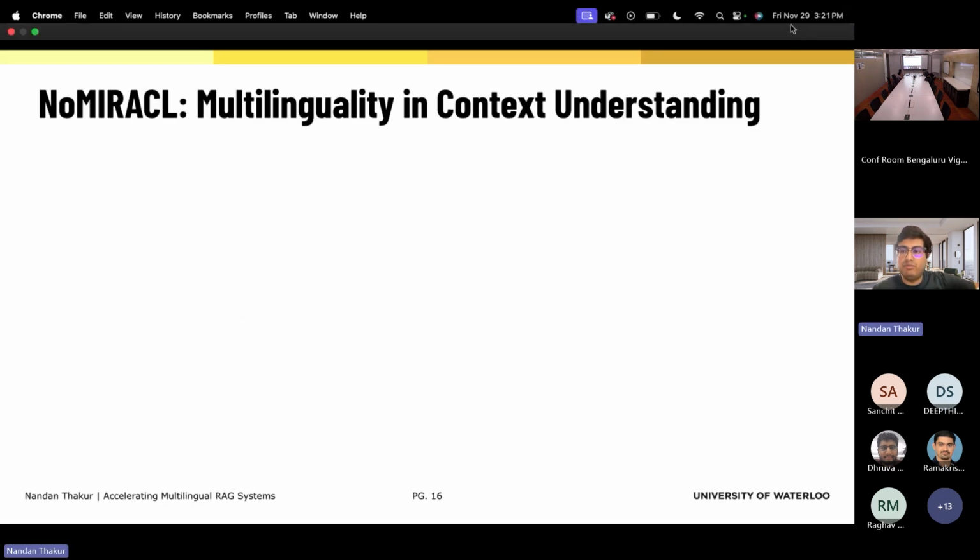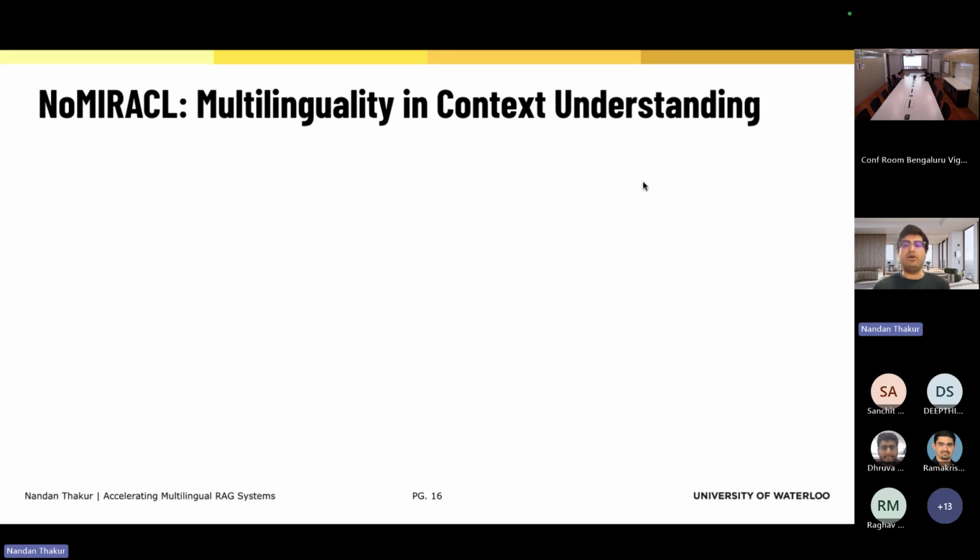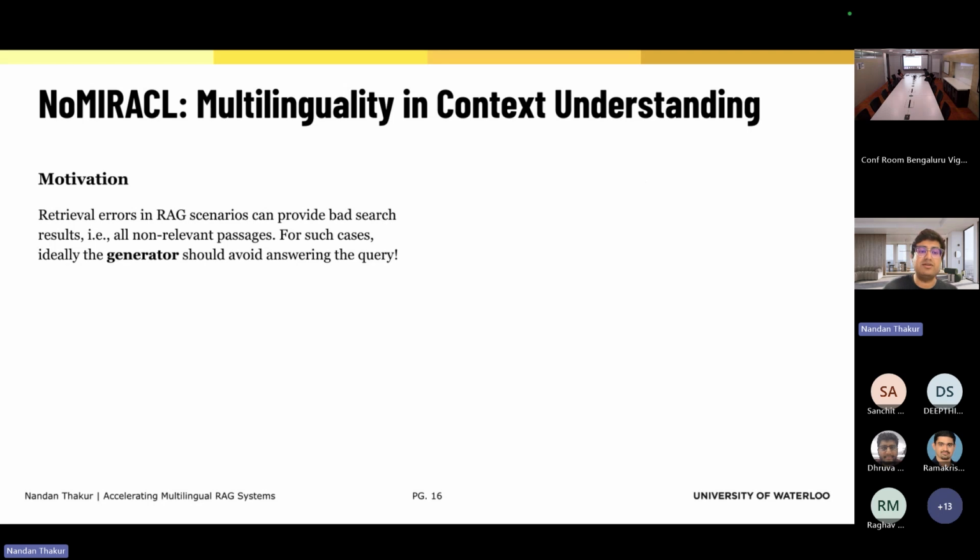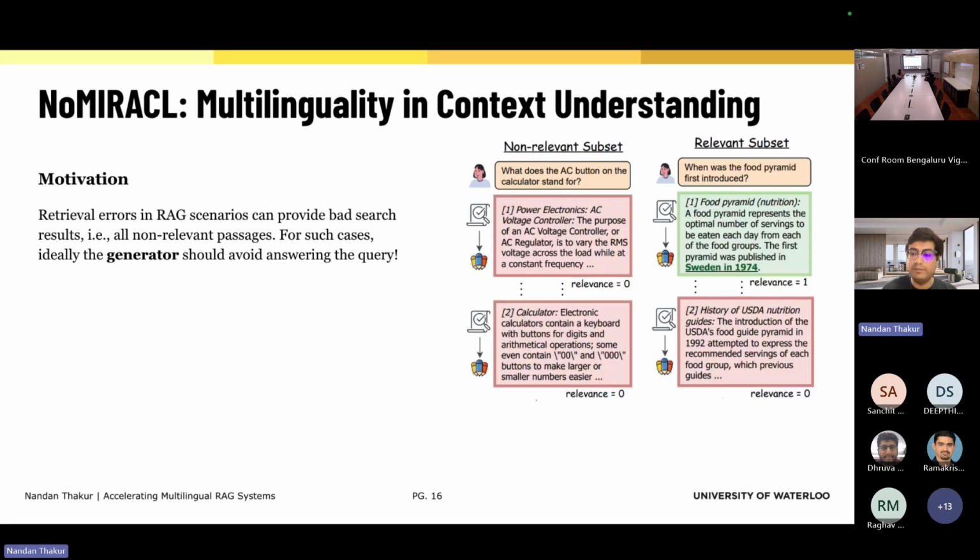So NoMIRACL more or less talks about multilinguality in context understanding. Our motivation is that often there are retrieval errors in RAG scenarios, and they can provide you with bad search results, meaning all of the passages are non-relevant. In these cases, in a real-world scenario, you would want the generator to output something like, I do not know the answer to the query, or you would want it to retrieve again. Ideally, you should be able to capture these kinds of cases. If you see the example on the left, the query asked by a user was, what does the AC button on the calculator stand for?